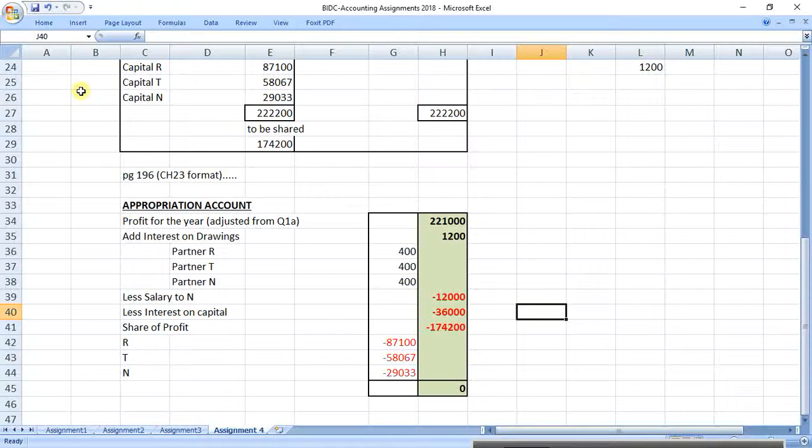How's the time? Will be okay? Can we do another question? Yeah, let's do C. Explain why partners may value goodwill and revalue the assets when one partner retires. Okay, that's a theory question. We can go back to the whole goodwill discussion.